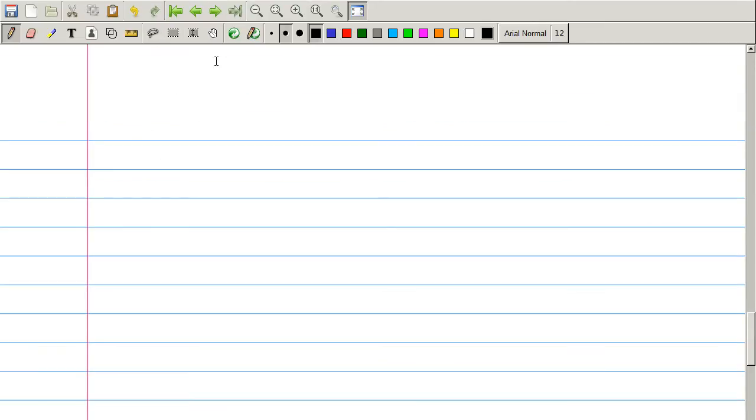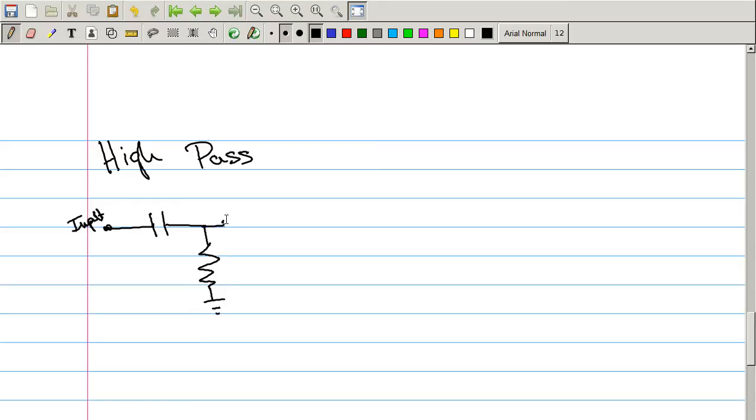Now, the high pass filter. You have your input, and then you have your capacitor first, and then you've got your resistor. And then you have your output. Okay, so this passes higher frequencies, so it blocks lower frequencies.